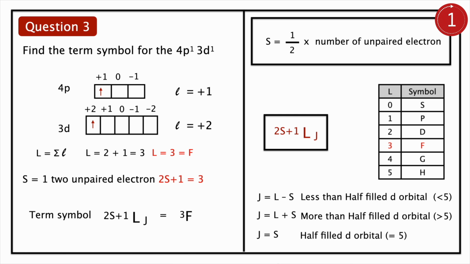So 2 electrons in 2 different orbitals. D orbital has L value of 2. P orbital has plus 1. So if you sum it, 2 plus 1 gives 3. L is 3, meaning F. Then S value, 2 unpaired electrons in the system. S is 1, 2S plus 1 means 3. Here J is not in the question. So 2S plus 1 is 3, L is F. So the term symbol is 3F here. The concept you have to learn here is if two different orbitals are given, always go by the basics and identify the term symbol.